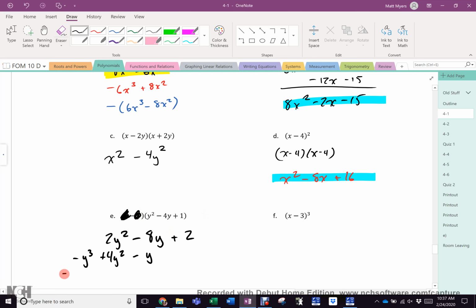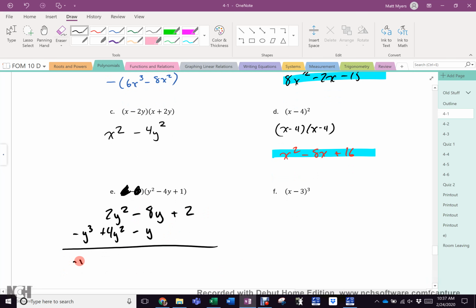I'm done all my multiplying, so now I just tidy it up. Negative y cubed, 2 plus 4, 6y squared, negative 8 minus 1. I'm just hoping that my grade 10s can add and subtract. Negative 9y plus 2 plus 0, 2.